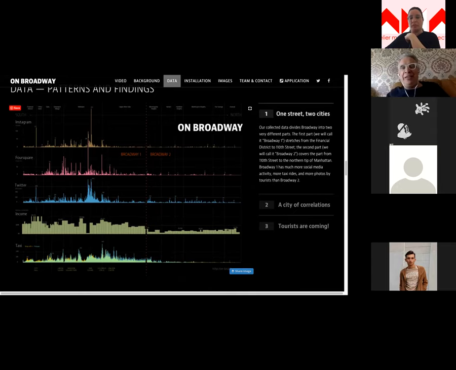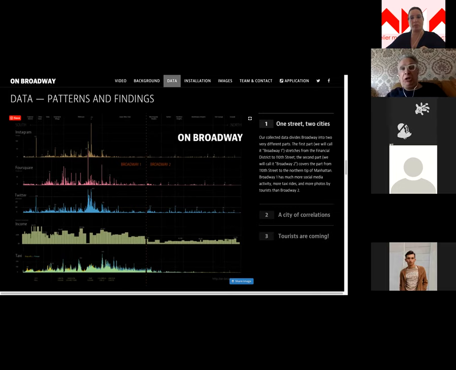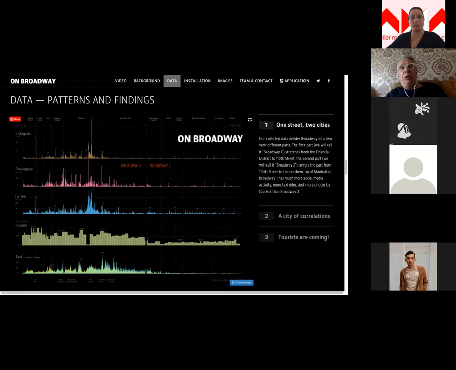We got data on all the taxi rides in Manhattan for 1 year, 511 million taxi rides. Two different colors show you when somebody got into the taxi, the location, and when somebody got out. No personal data, it was all anonymized, but we got it from a city office. And then the volume of these graphs corresponds to how much people share: how much people were sharing on Instagram, Foursquare, and Twitter in every particular part along Broadway.